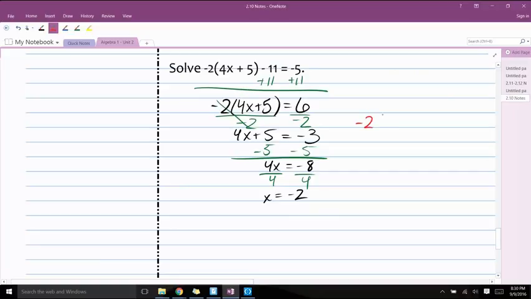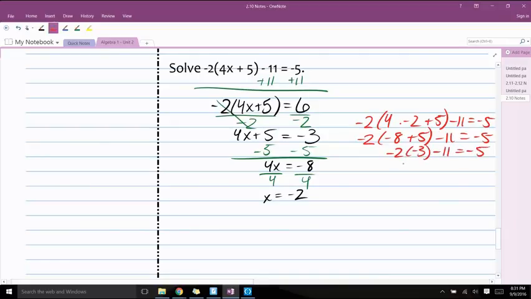Check my answer real quick here. We have negative 2 times the quantity of 4 times negative 2 plus 5, minus 11 equals negative 5. Order of operations tells me to multiply in here first. Then we do negative 5 plus 8 is negative 3. So then we have 6 minus 11 equals negative 5. Yeah, buddy. Nice work, you guys.